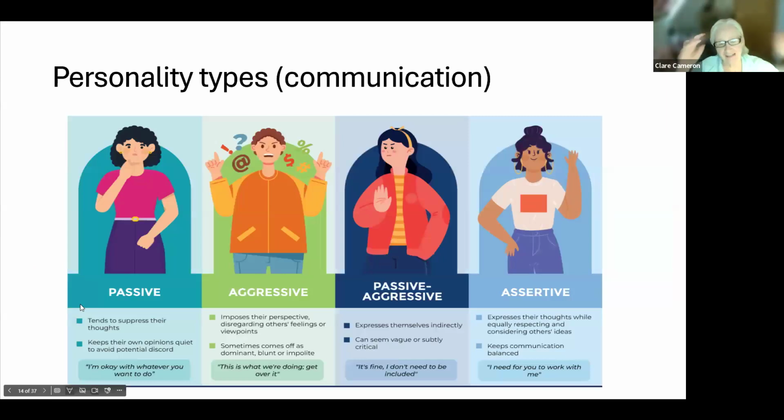So there we go. Active listening. So try to incorporate it in some way in your lives and in your classroom. So now we're going to move on to personality types for communication. These are personality types, and you're probably familiar with them, but let's just have a little overview again. We've got passive, who tend to suppress their thoughts, and aggressive, passive aggressive, and assertive. So I'll let you read that slide yourselves. I don't need to read it for you.